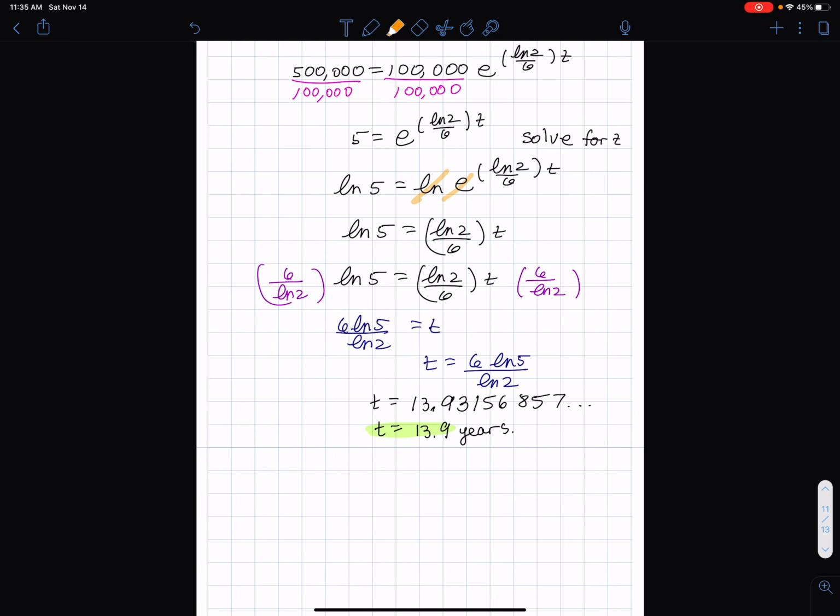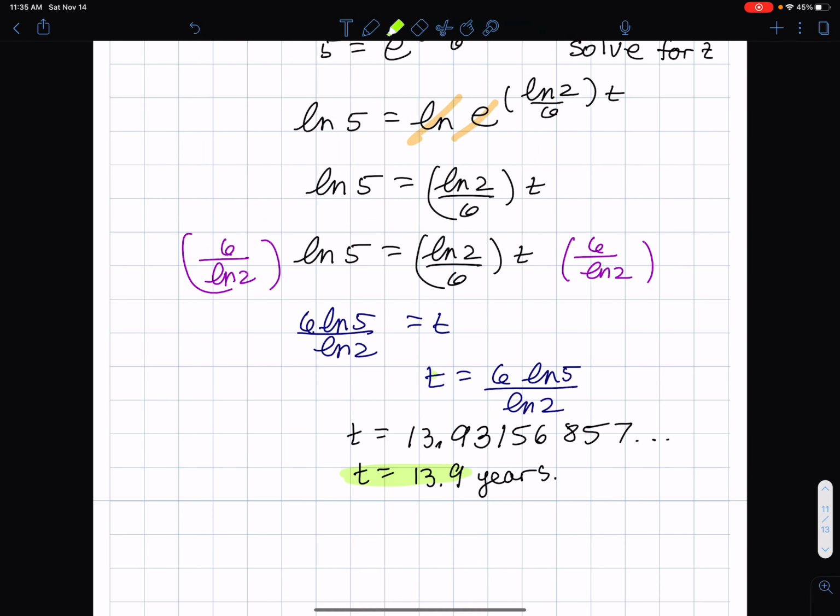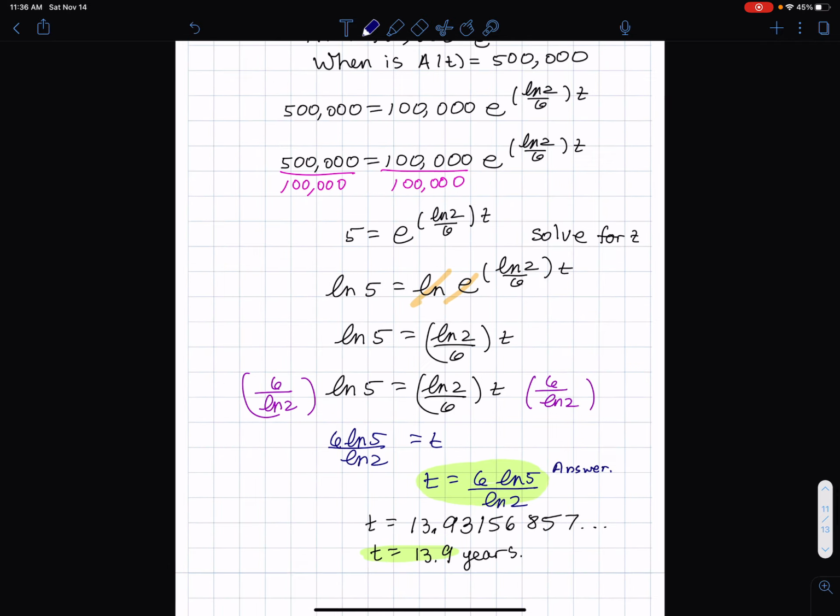Okay, there we go. The exact value of t is 6 ln 5 over ln 2. That's the exact value. That's the answer that you need to have written down. And then you can, if you feel like it, put it in the calculator. It's 13.9 years. You have to have a good calculator to do that easily.